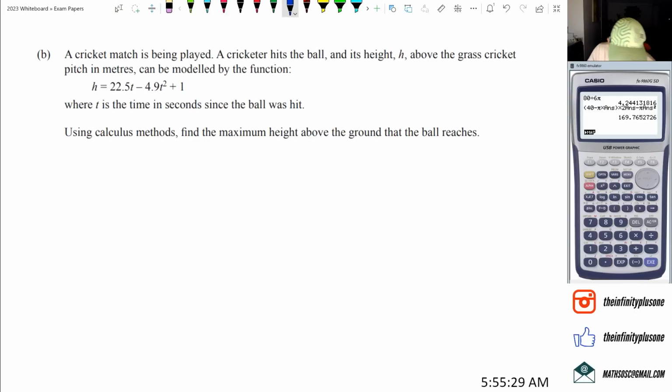So the second question here, we've got a height. Find the maximum height that the ball actually reaches. So we've got h. We're going to figure out what h dash is.